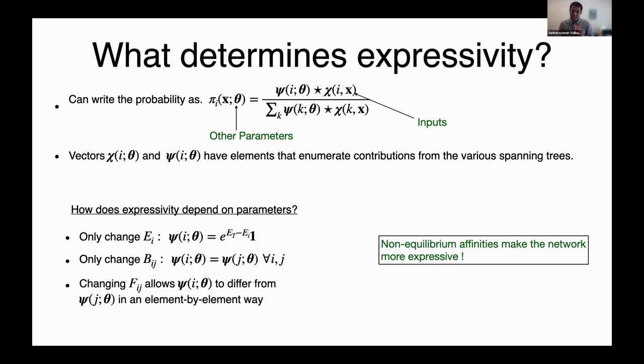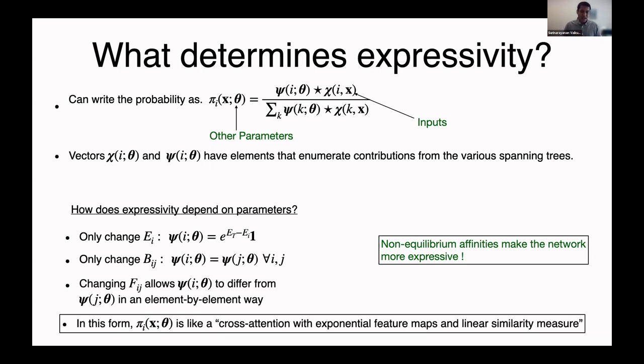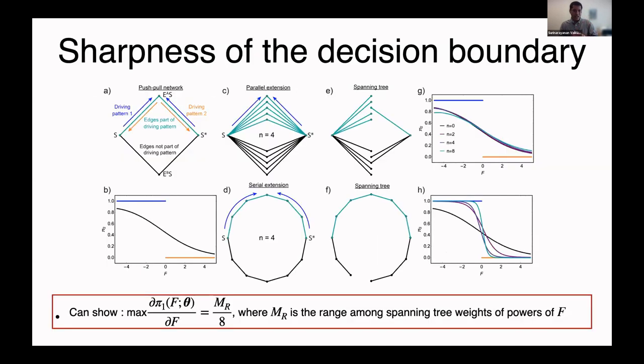We can use this insight to say something more about things like sharpness, but I'll also make one small point, which is that the steady state has a very interesting property. It actually looks like a cross attention mechanism, with a linear similarity measure and an exponential feature map. So I'm almost out of time, so I'll end here.